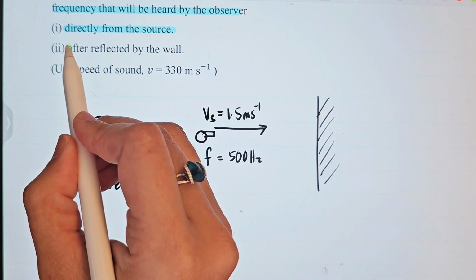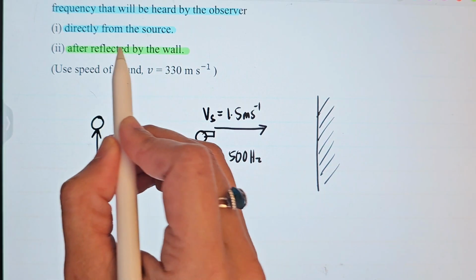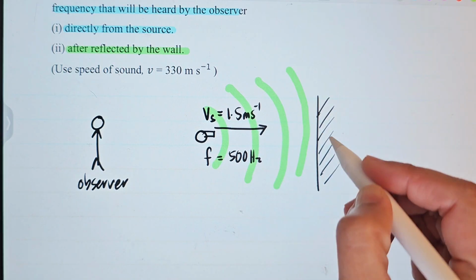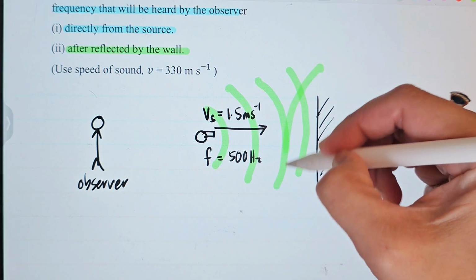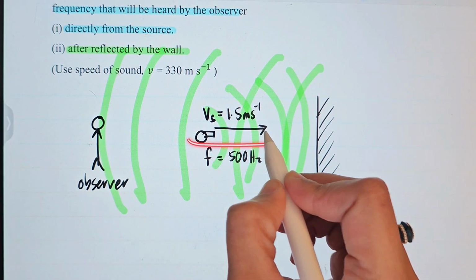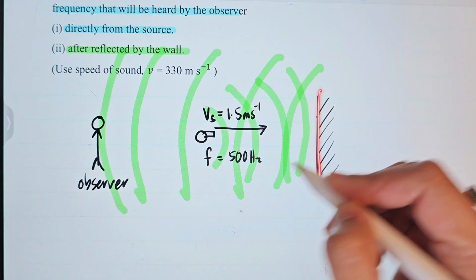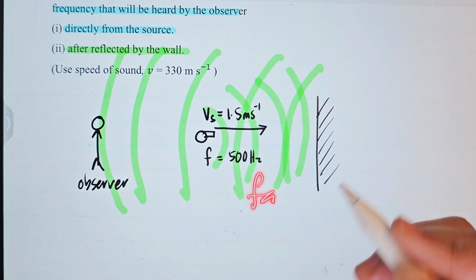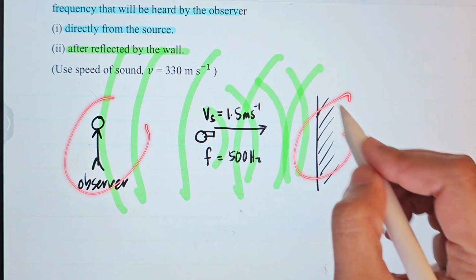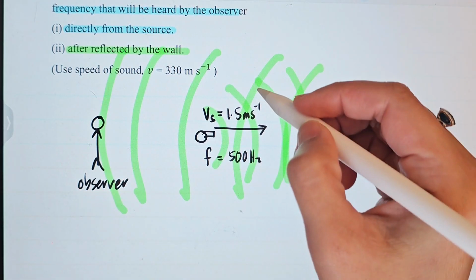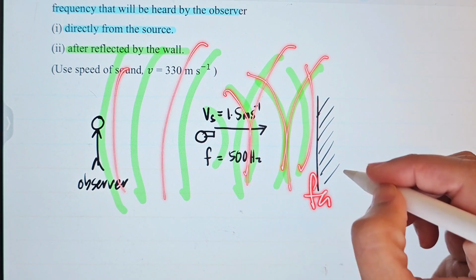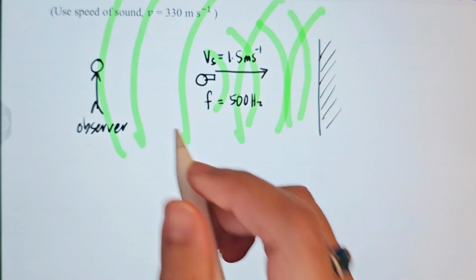For the second part, we have to find the apparent frequency after it is reflected by the wall. So this time the sound is hitting the wall and it is reflected back to the person, which is the observer. Now notice that there's a relative motion between the whistle and the wall, hence we're going to have the apparent frequency. But the wall and the person, which is the observer, they both don't move. So whatever sound is reflected is the same as the apparent sound heard by the wall. So they are the same.